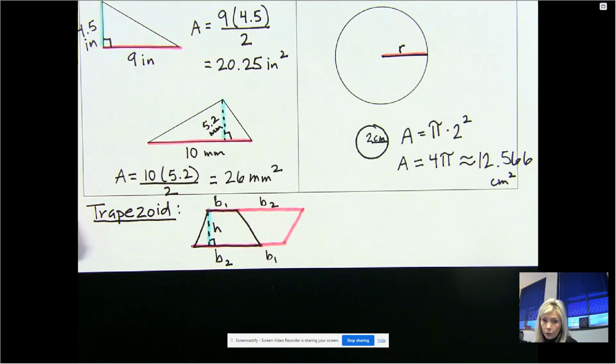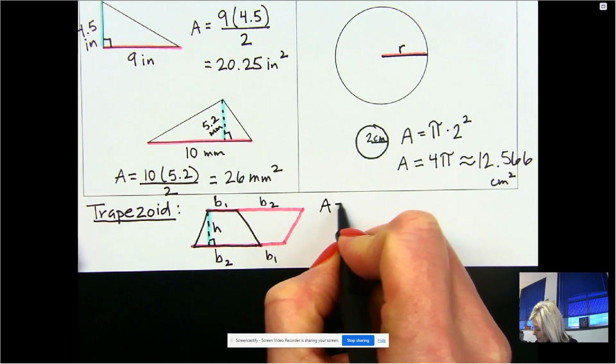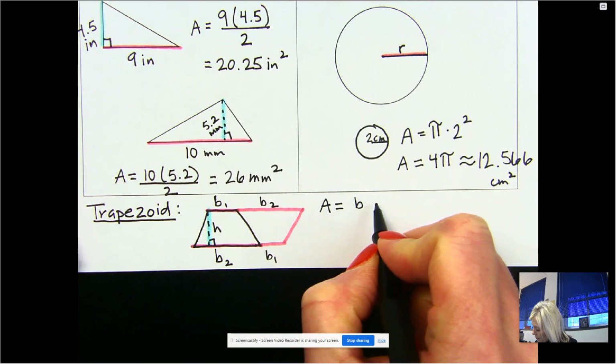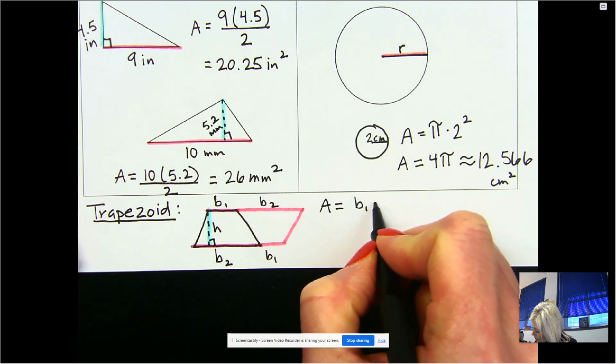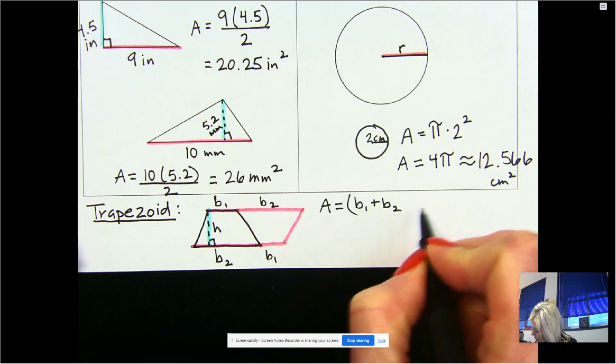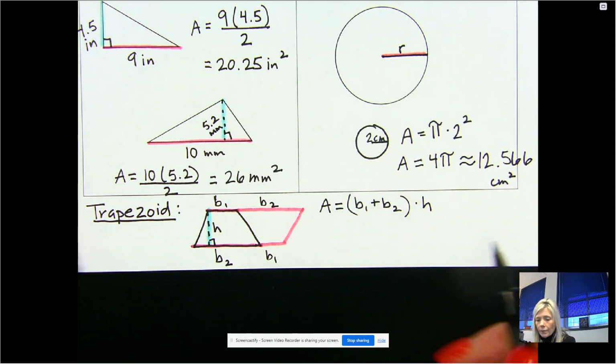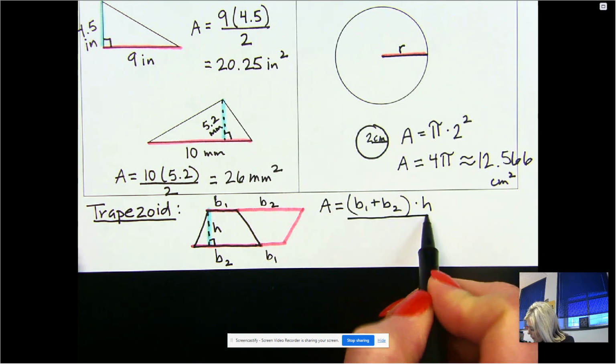So the formula for the area of a trapezoid is base 1 plus base 2, then you multiply it by the height, and then you divide it by 2.